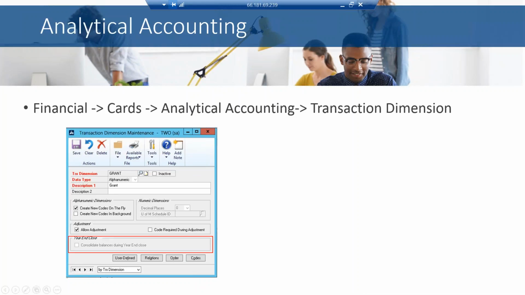The second thing is when you actually set up your dimensions, there is a setting here for the year-end close that says Consolidate Balances during the year-end close. So keep that in mind as well. And that's really it. You just want to make sure that those two windows are set up properly. So when you're setting up your dimensions, think about what the characteristics of those dimensions are and whether they need to be included in the year-end process, and if they are, do you consolidate the balances during the year-end close?